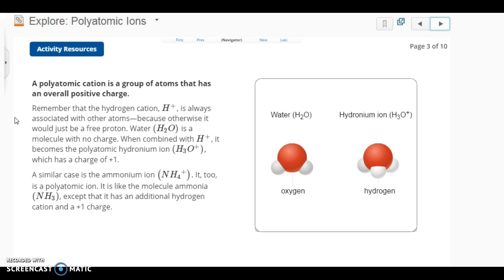So what's the charge of ammonium ion? +1. How many atoms of nitrogen are there? 1. How many atoms of hydrogen? 4. But now that it's a polyatomic ion, you treat it as one thing. You have to keep it together. It too is a polyatomic ion. It is like the molecule ammonia, which is NH3, except that it has an additional hydrogen cation and of course the +1 charge.